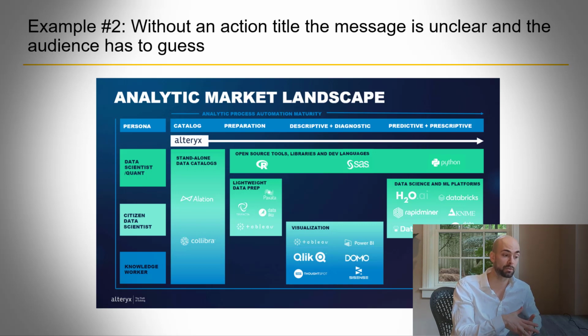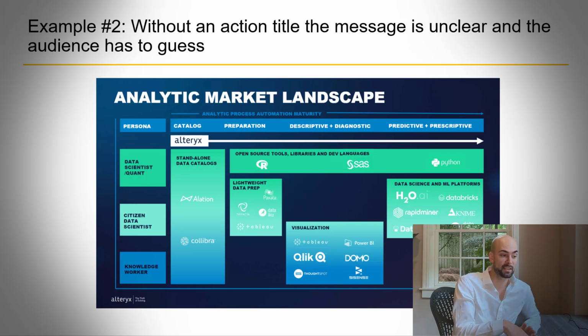It doesn't tell you what they're trying to tell us with this. Is the message that Alteryx plays along the horizontal, the automation maturity landscape? What about the vertical personas here: data scientist, citizen data scientist, and then knowledge worker? There is no so what on this slide. And so you would definitely need the voiceover here, or your audience would all take away different insights from this.